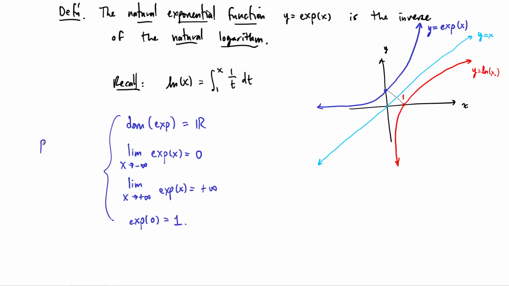So these are some properties of our natural exponential function. All right, well, you're probably wondering why I'm writing it like exp, and the reason I'm writing it this way is because this is the way we've defined it, right? So far we've only defined it this way.